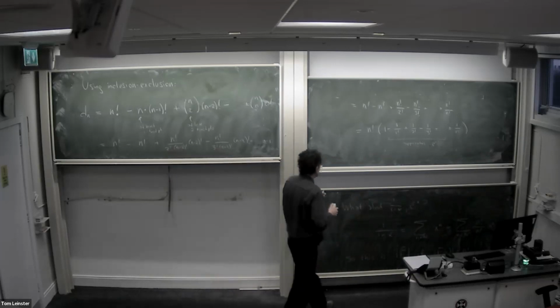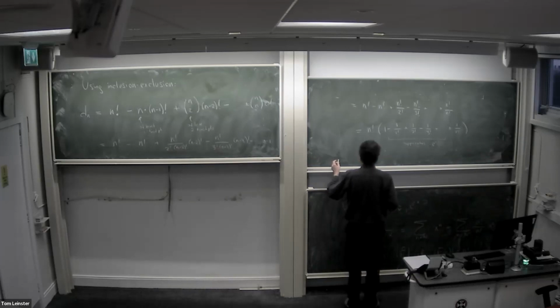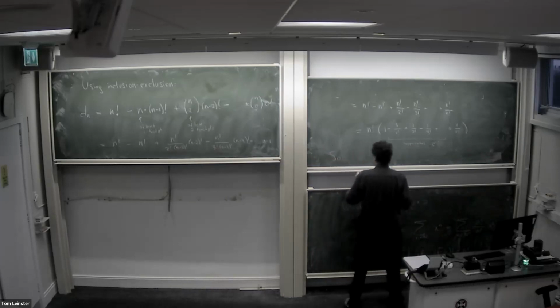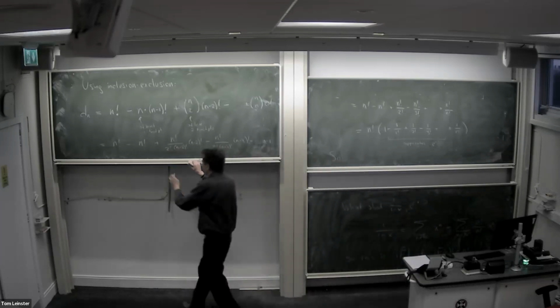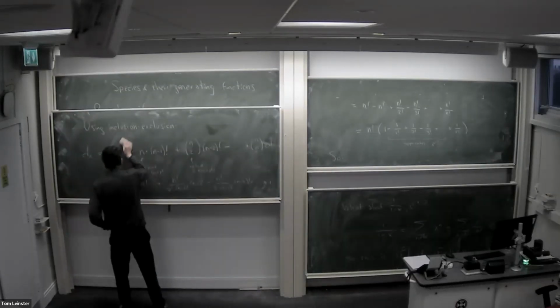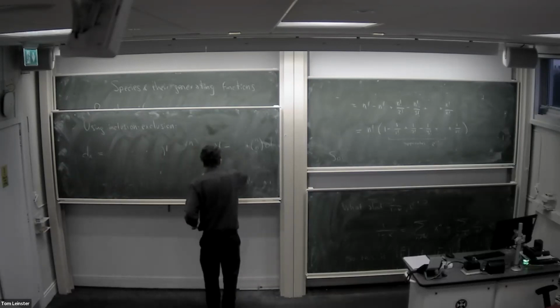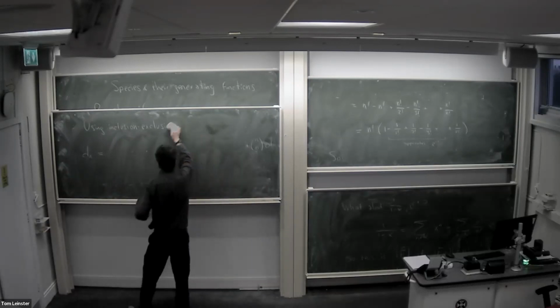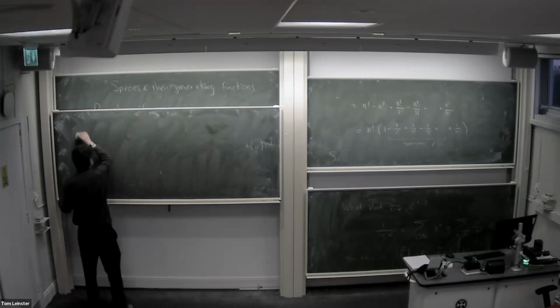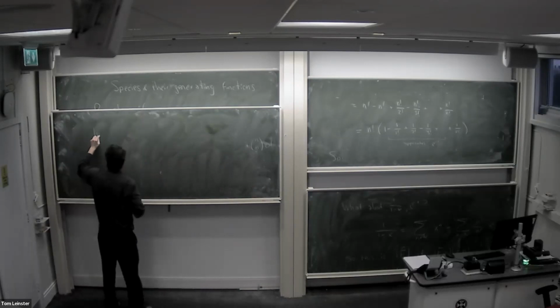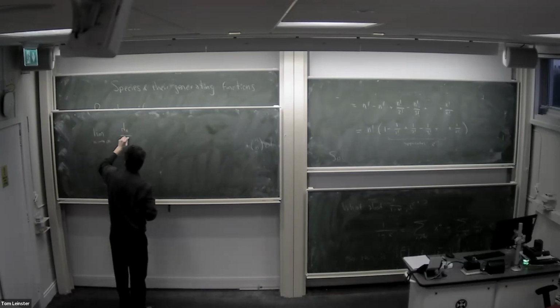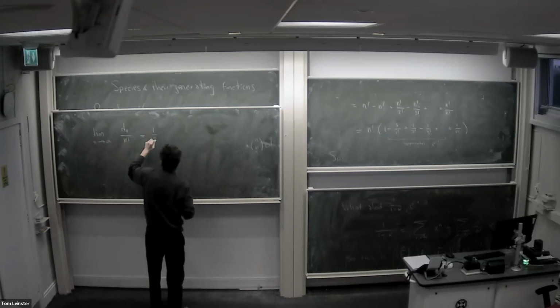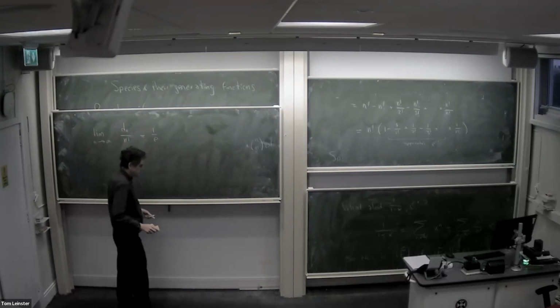So one thing we instantly see as a kind of side fact, which is not the exact count of dn, but an interesting fact, is that one way to put it is this: the limit as n goes to infinity of the number of derangements of an n-element set divided by the number of permutations is 1 over e. So this is sort of cute.